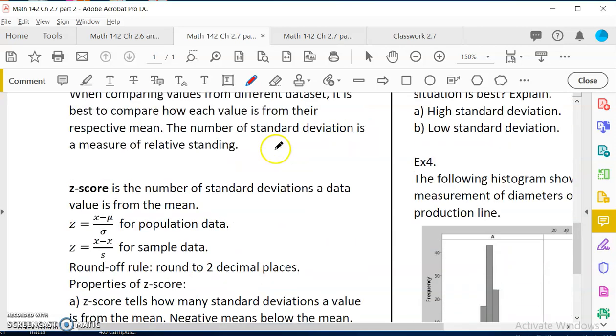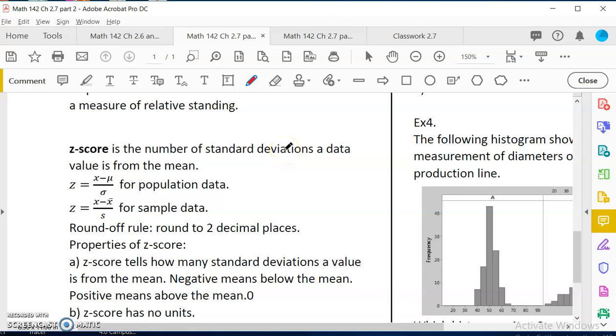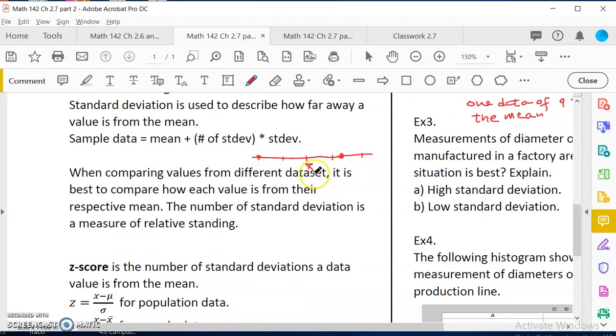Okay, so in order to do that, we have something called a z-score. Z-score is the number of tick marks a data value is from the mean. Meaning, if you have a data value at this point, two standard deviations below the mean, we say z-score is equal to -2, because it's -1, -2. One standard deviation is z-score equal to 1. Two standard deviations is z-score equal to 2. 1 point something would be 1 point something times the standard deviation away from the mean.